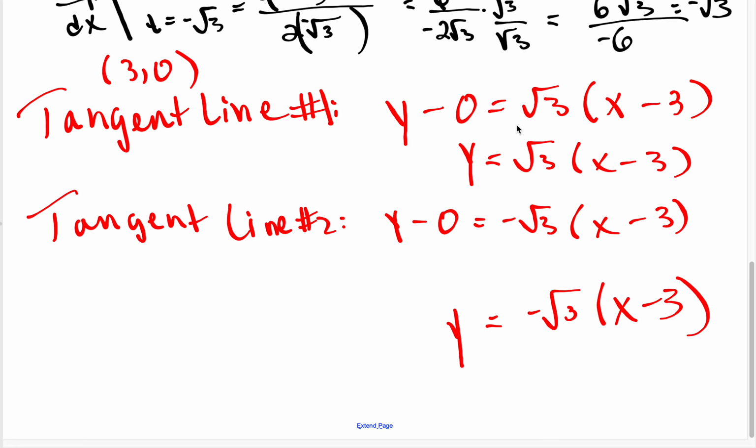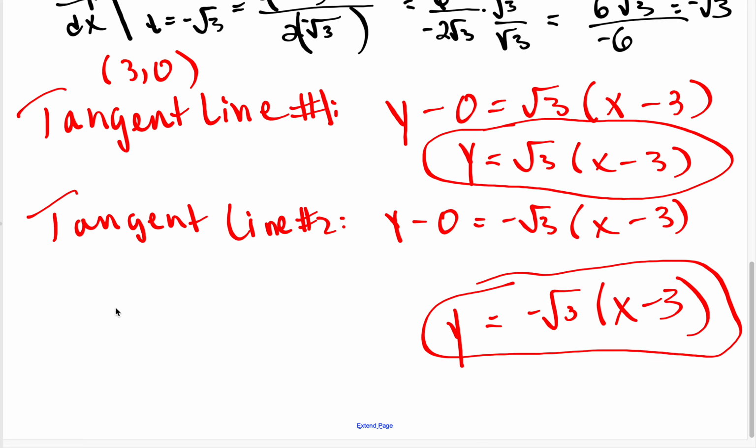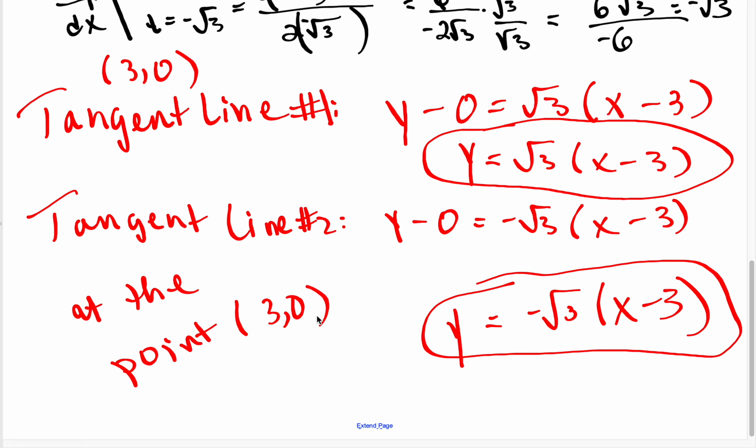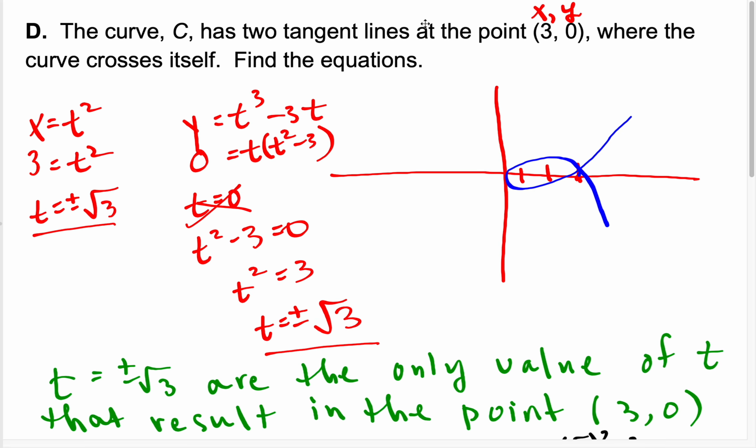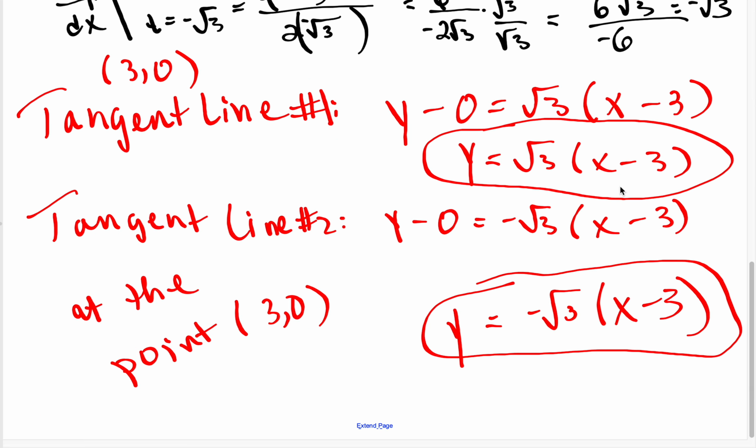What did we just do? We just created two tangent lines at the point. The tangent lines are at the point 3, 0. And if you look up at this graph, here is the point 3, 0 right here. And so we have a tangent line right here, and we have a tangent line right there. One is a negative slope and one is a positive slope.